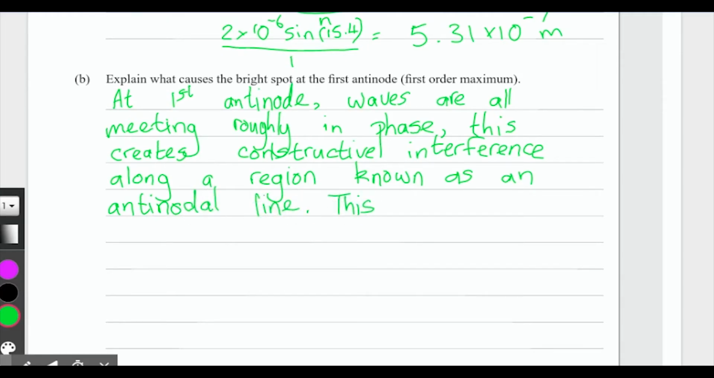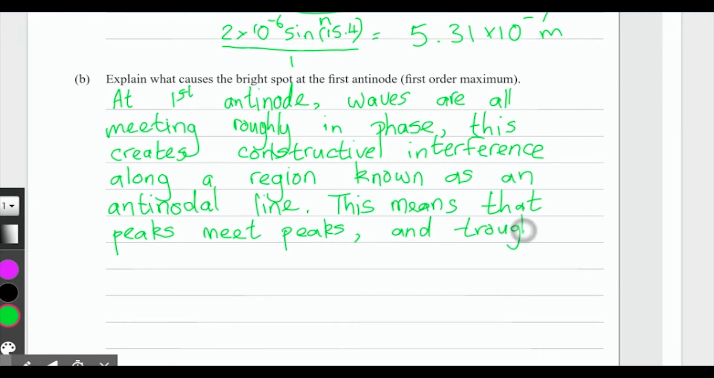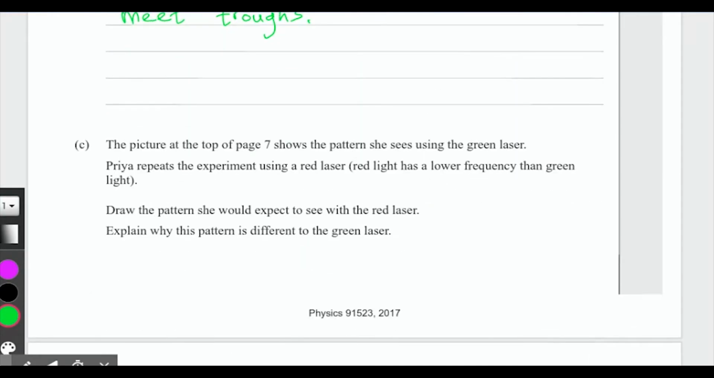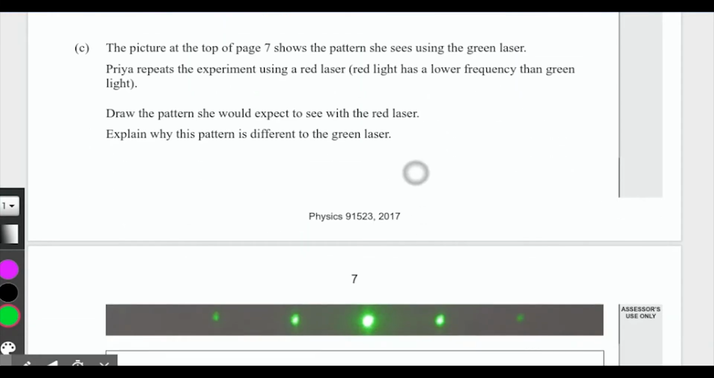Just to expand on that, this means that peaks are meeting peaks and troughs meet troughs. Okay. Moving on, the picture at the top of page 7 shows the pattern she sees using the green laser.